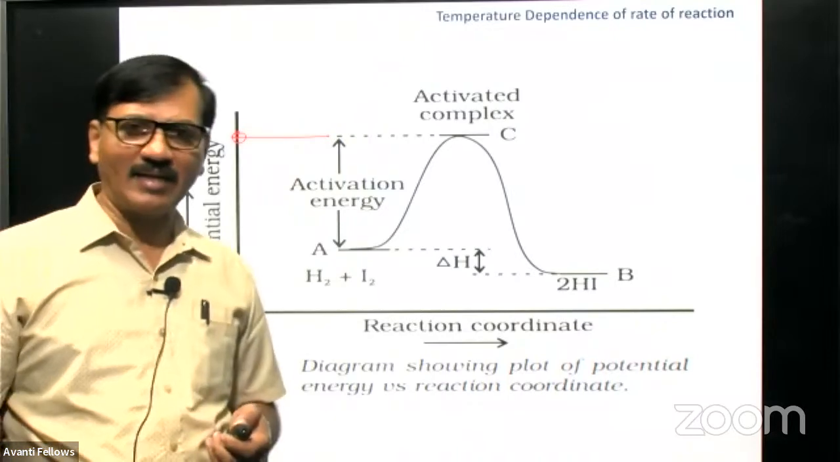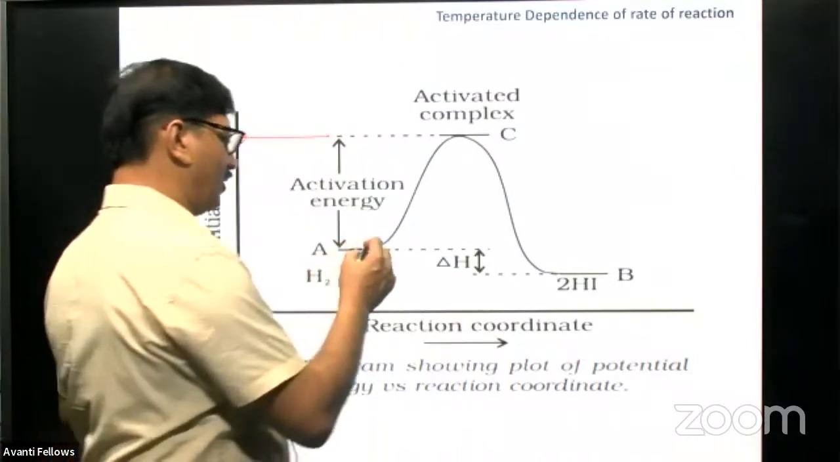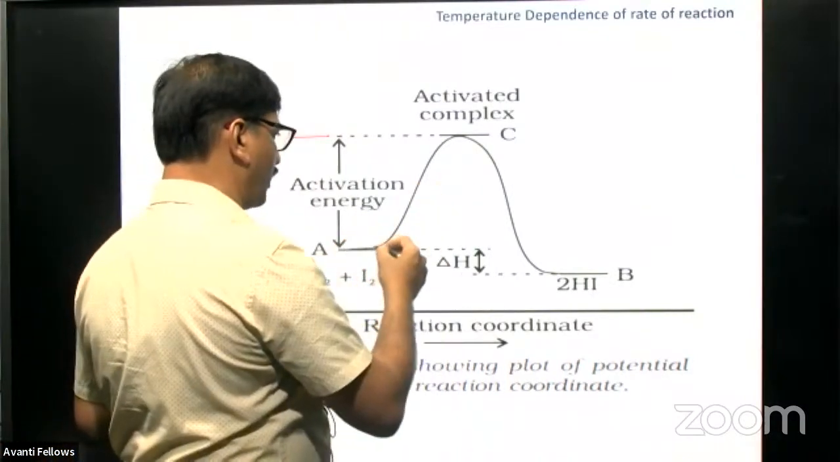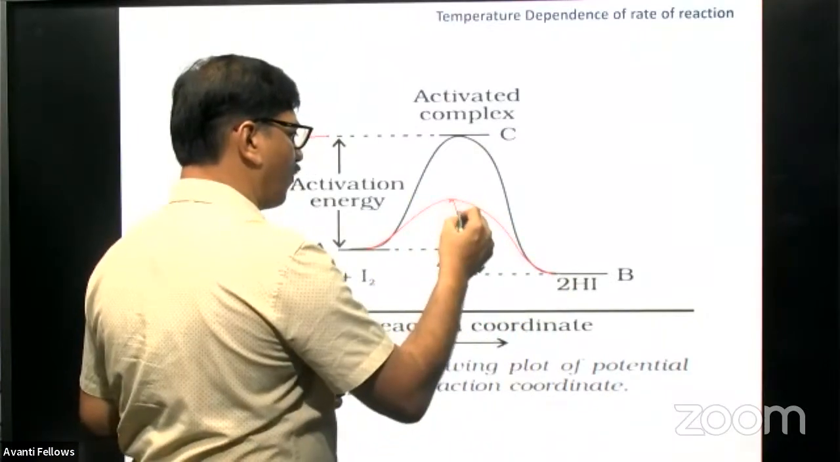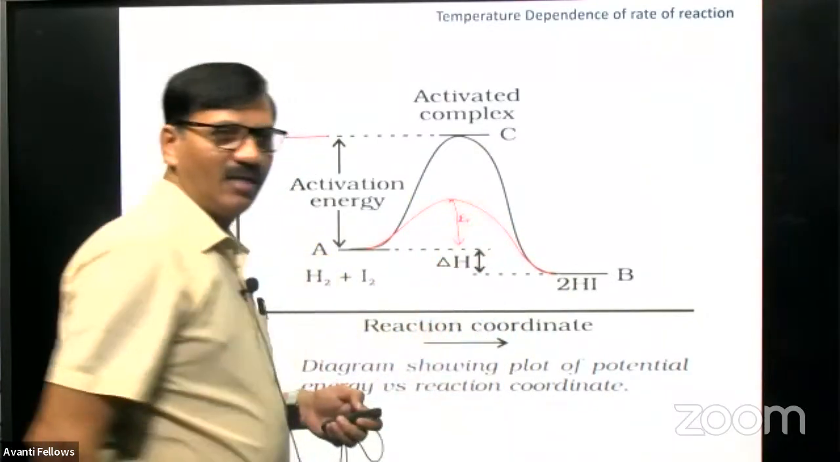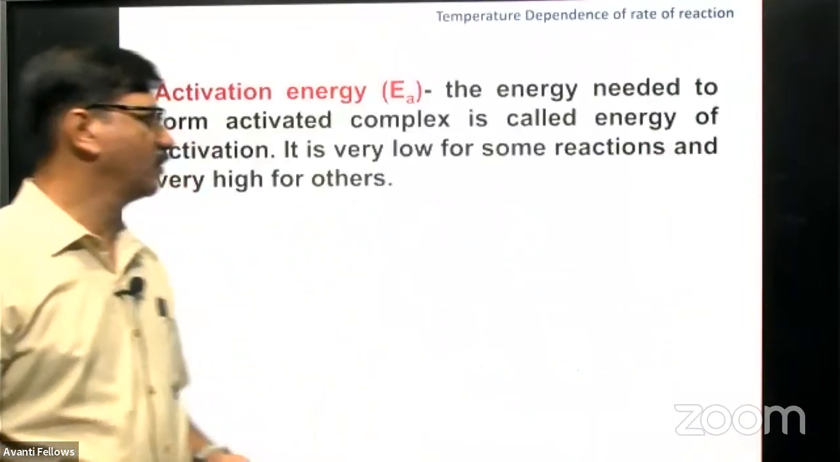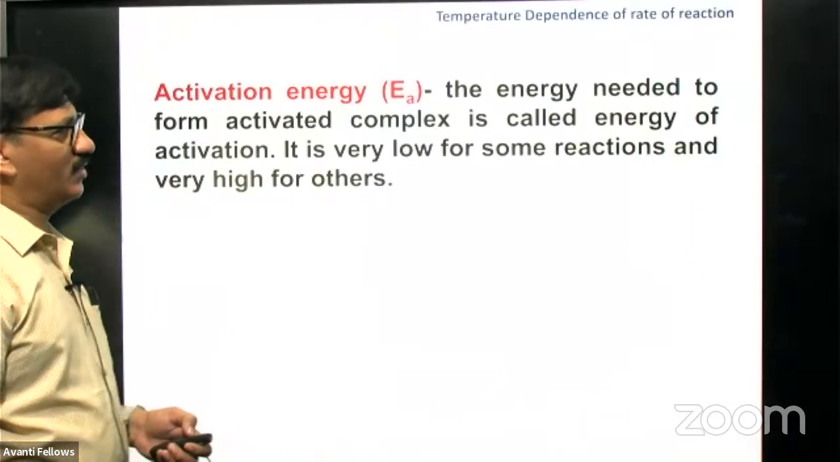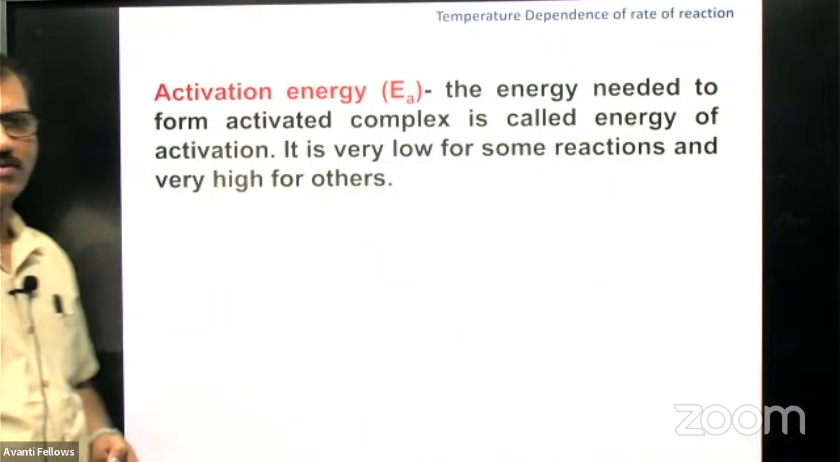Suppose you use a catalyst, it follows a different path. This is the path of the reaction coordinate. It follows another path in which the activation energy required is less, thereby it fastens the reaction. It increases the rate of the reaction. Right. So the energy needed to form the activated complex is called the energy of activation. It is very low for some reactions and very high for others.